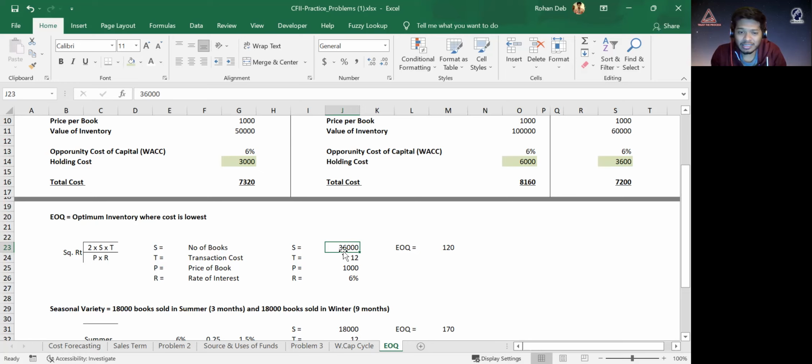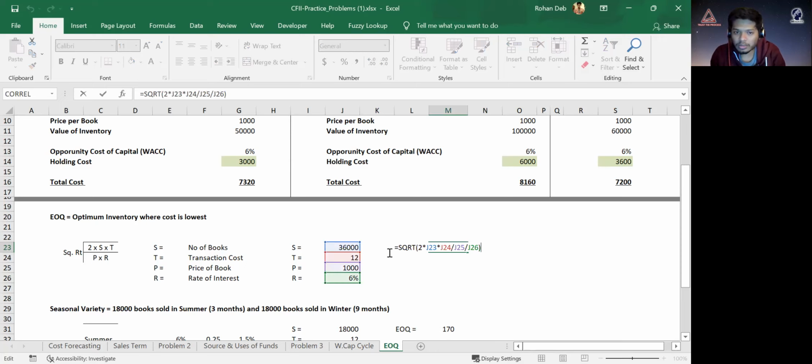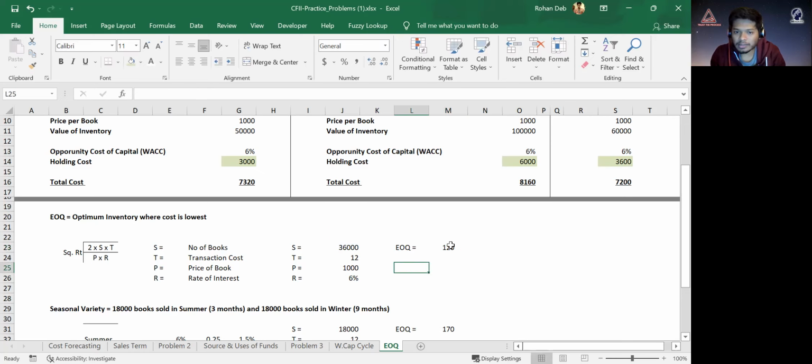So S is 36,000, T is 12, P is equal to 1,000, and R is 6%. Now, using these variables, you can calculate EOQ as 120. How will you do that? It is equal to the square root of 2 into this, divided by this. The square root will give you the EOQ level.